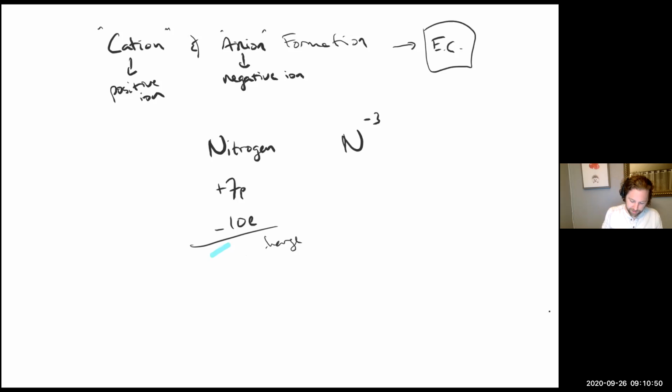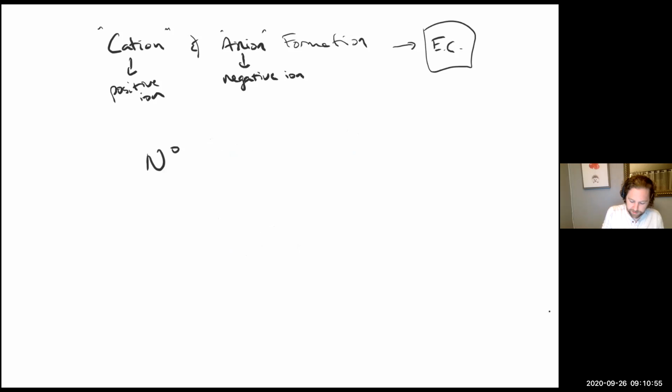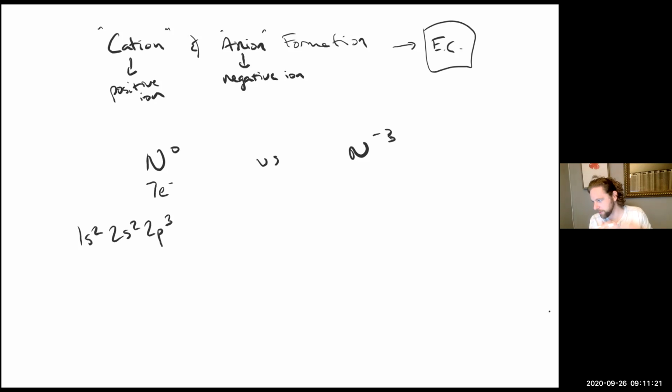We are comparing neutral nitrogen, and sometimes you'll have nitrogen with a 0 on it, versus nitrogen with a -3 charge. We'll talk about why I'm choosing -3 specifically. Neutral nitrogen with its 7 electrons, anything with 7 electrons, is going to have this configuration: 1s2, 2s2, 2p3. And that's just the ground state, the predicted state that the first 7 electrons are going to assume.